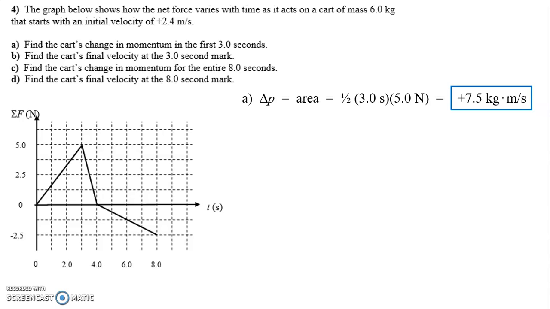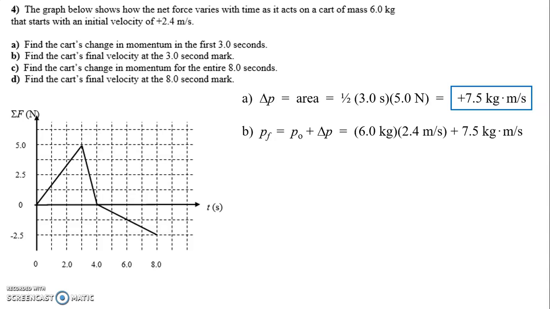Letter B asks us to find the car's final velocity at the 3-second mark. How do we do that? Well, change of momentum, remember, of course, is final minus initial. So rearranging that, final momentum would be initial momentum plus delta p. This is where we had started with the vector diagrams in our previous video. We can calculate the initial momentum from the mass and the velocity given, and we have the change of momentum. So this way we can find the final momentum. From there, we should be able to find the final velocity.